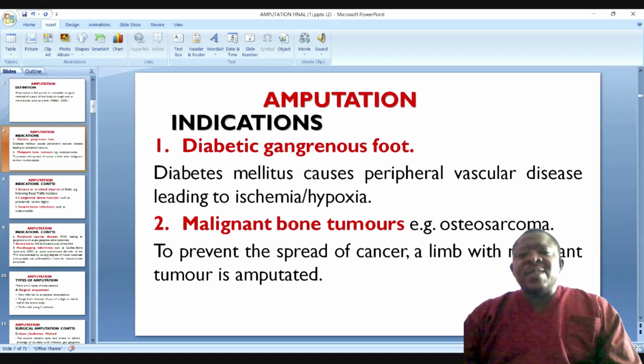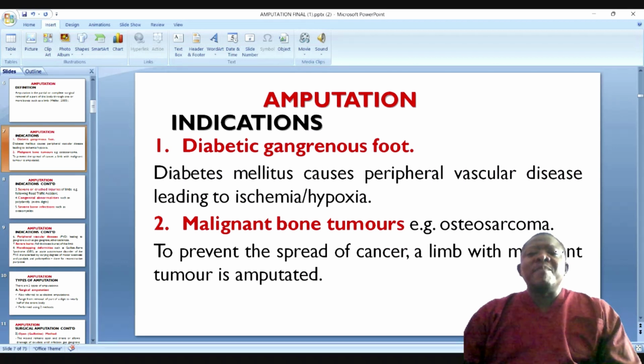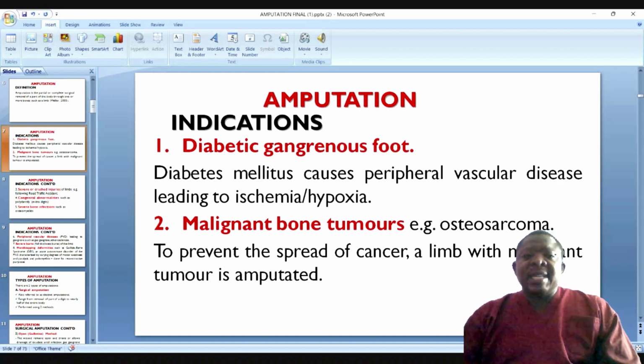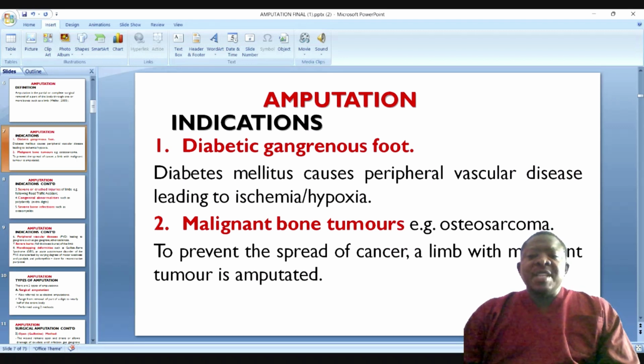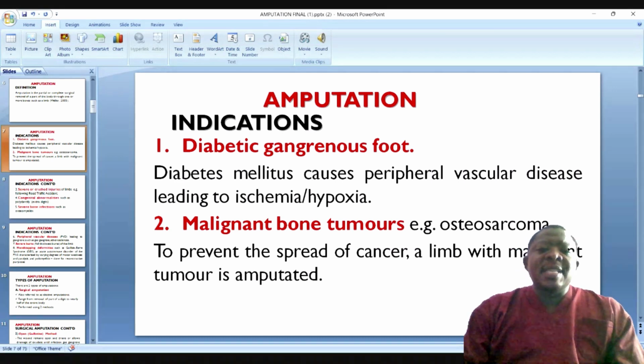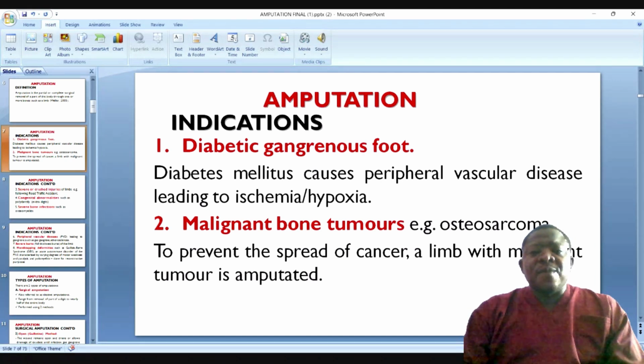Then the second one is malignant bone tumors. Osteosarcoma, that is a cancer of the bone. Osteo to do with the bone, sarcoma, cancer. So to prevent the spread of the cancer, that part of the limb that is malignant will be amputated. We don't want the cancer to spread to the rest of the leg or the rest of the body. So we remove that part.